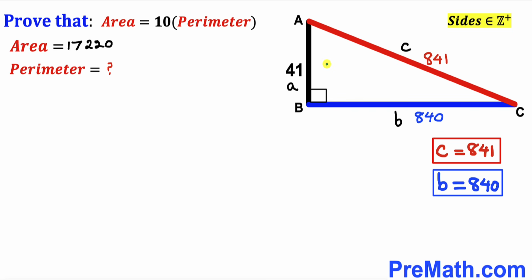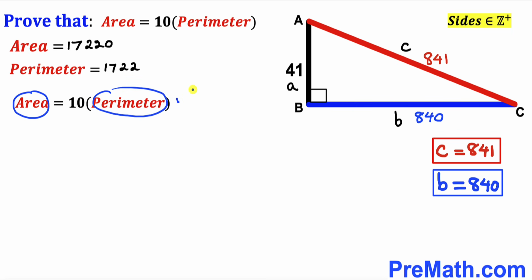Now we are going to calculate the perimeter of this triangle ABC as well. We know the perimeter of this triangle is simply the sum of all three side lengths of this triangle. So let's add up those side lengths: 41 plus 840 plus 841. If we add them, that gives us 1722 units. Thus the area of this triangle turns out to be 17,220, and the perimeter is 1722.